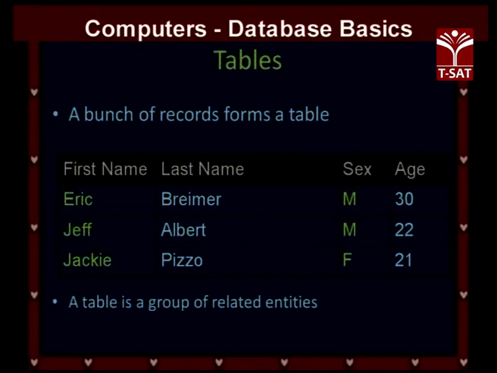Table. Each and every record, so multiple fields make one record, and multiple records together, this collection of all records is nothing but a table. And remember, guys, a table is a group of related entities. When I say related entities, if you say student, then the records should be specific to student. If you say faculty, the records should be specific to faculty.